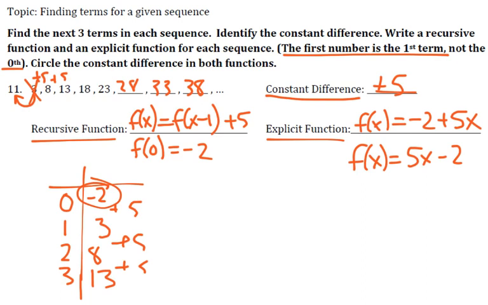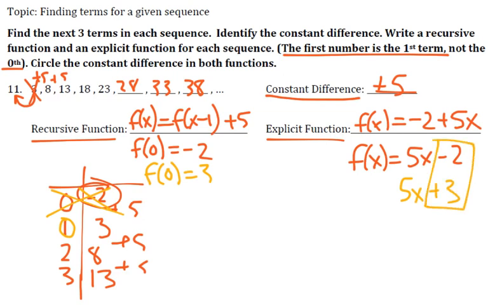Whereas if you see, if we would have started and said that this was our 0 term, then it would have changed that part, and it would have changed this to be 5x plus 3, which would give you totally different y-intercepts, so you can see they would be totally different lines. So that's why it's important to understand that this first number is the first term and not the 0.